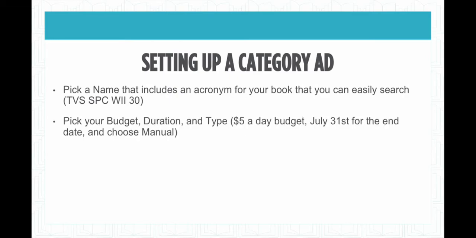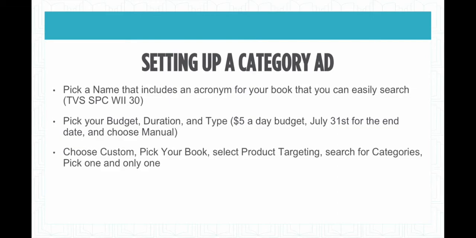Then you're going to pick your budget, your duration, and your ad type. We're going to start with $5 a day budget, and we are choosing, for a very good reason, July 31st for the end date. And then you're going to choose a manual ad type. You will pick custom because we are going to include custom copywriting. You're going to pick the book that you want to pick. You could pick the ebook or the paperback. We can start with the ebook.